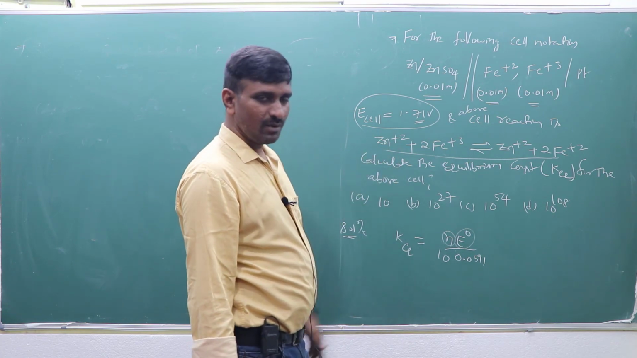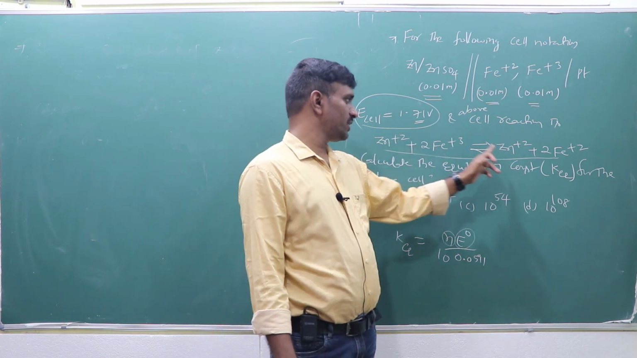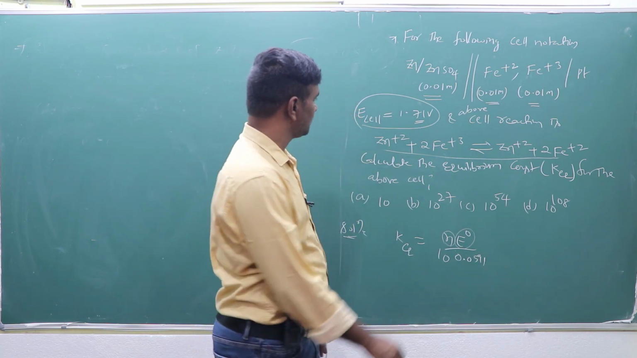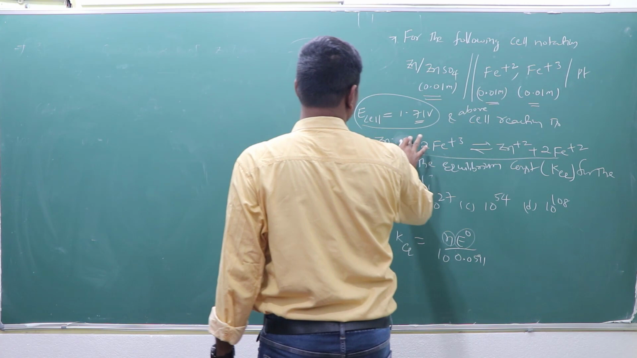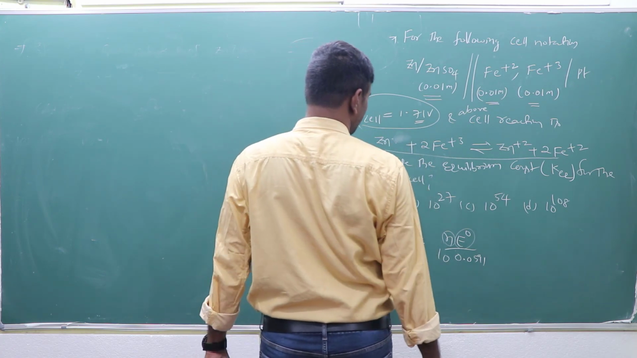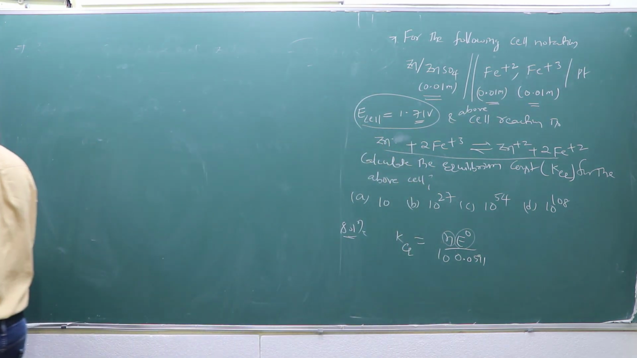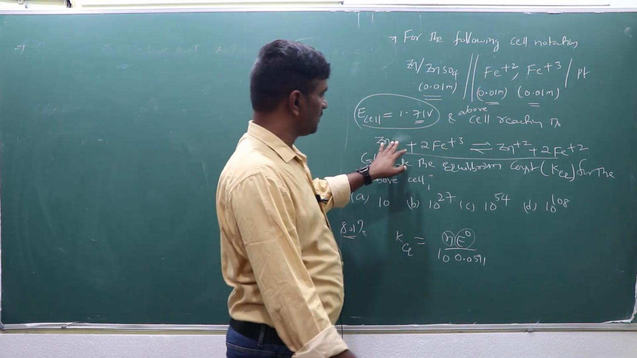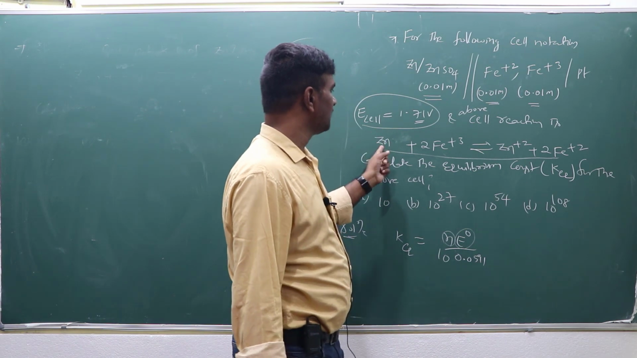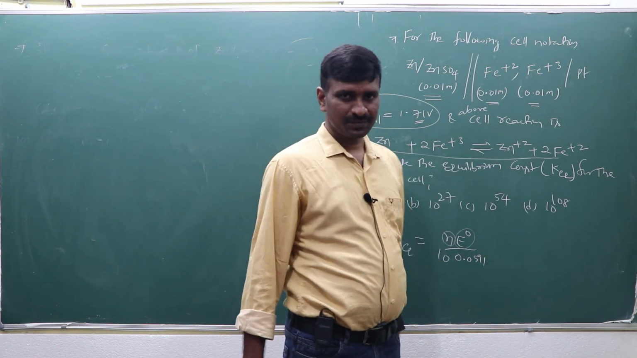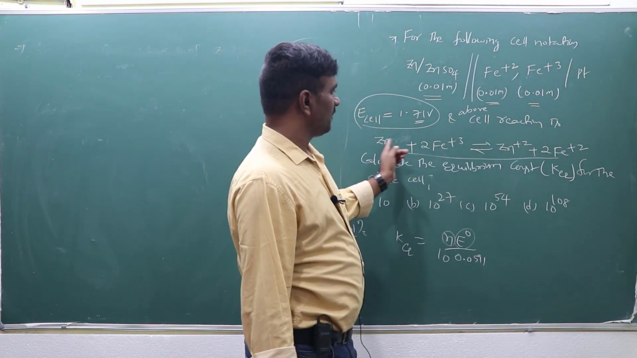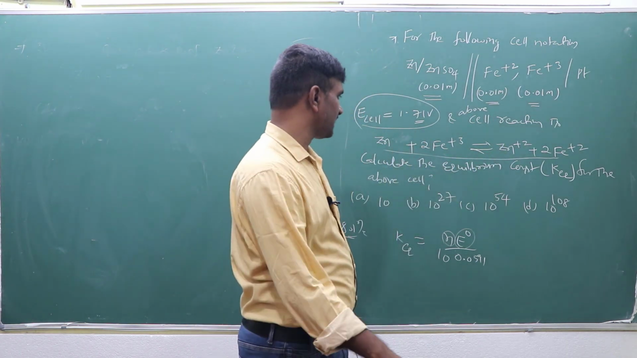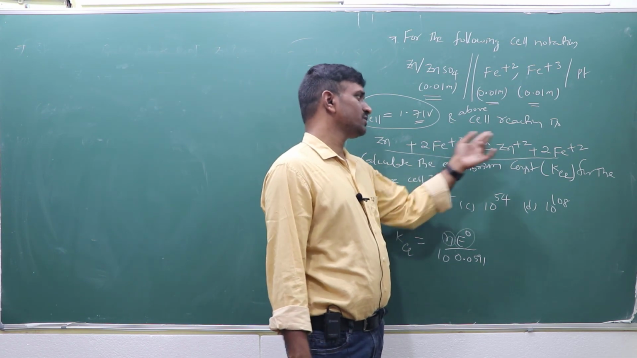Based on this reaction, what will happen? Zinc is going to be zinc plus 2. Sorry, I think this is the cell reaction: zinc is going to be zinc plus 2. You can correct it. This is the oxidation reaction that takes place, and 2 electrons are transferred. Next, 2 equivalents of Fe plus 3 are going to be Fe plus 2.